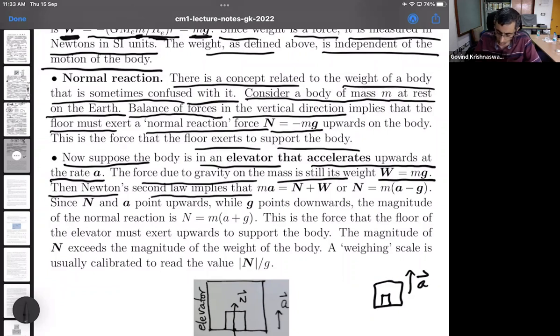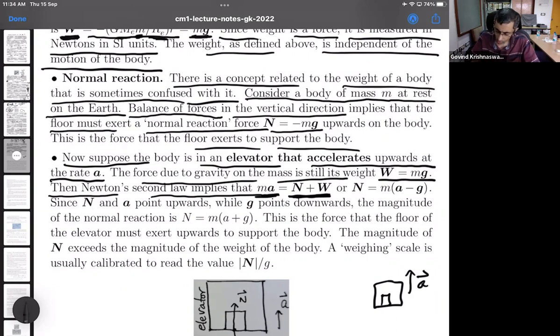So Newton's second law, viewed from an inertial frame, namely an observer standing on the earth at rest and watching this elevator go up, watching the body inside the elevator go up, that person is going to say that the body is accelerating, and not only that, accelerating at the same rate as the elevator, just moving with the elevator. So mass times acceleration must be equal to the total force on that body. There are two parts to this force: the normal force N directed upwards and the weight of the body W. So this is what Newton's second law says for the body in the elevator.